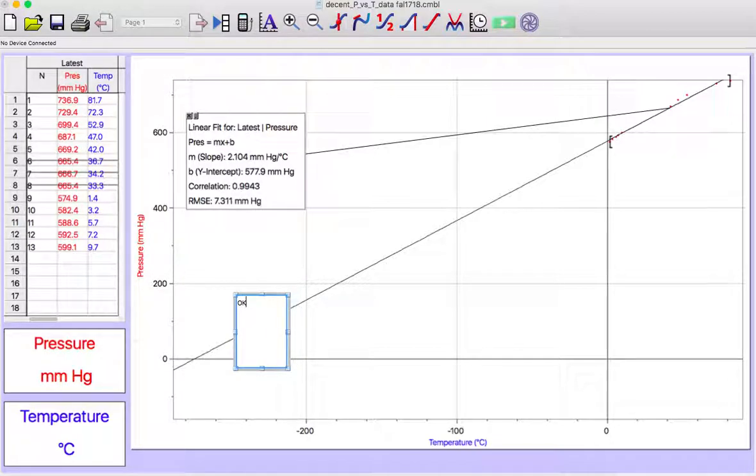0 kelvins is the same as negative 273 degrees Celsius. So you can change temperature scales from Celsius to Kelvin by just adding 273 to any Celsius temperature. So I take a Celsius temperature plus 273, and that equals my Kelvin temperature.